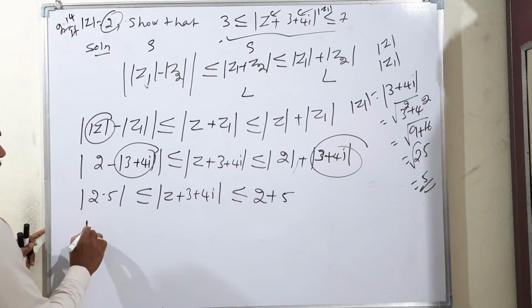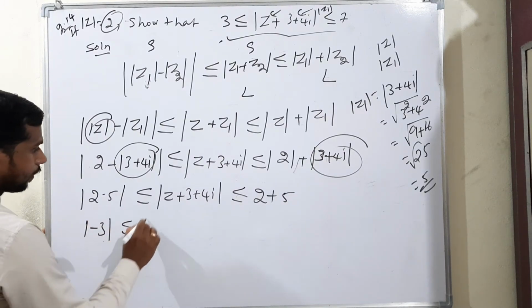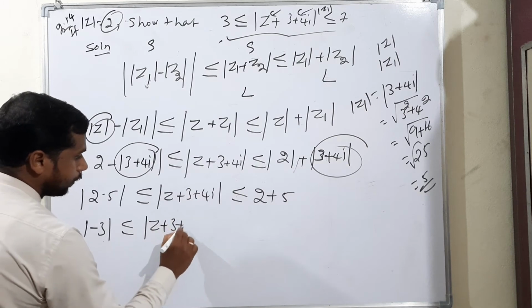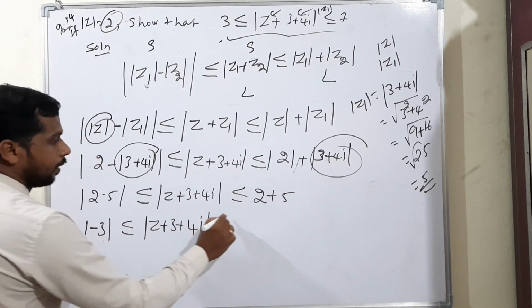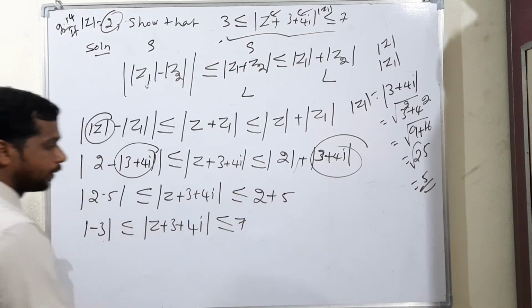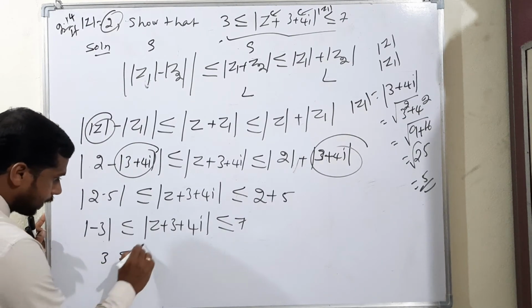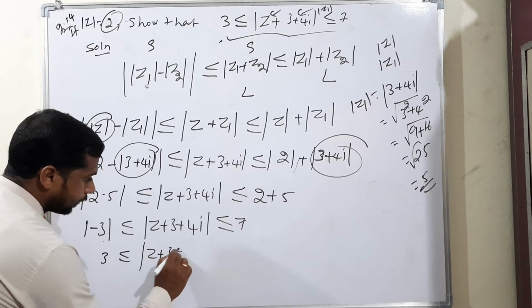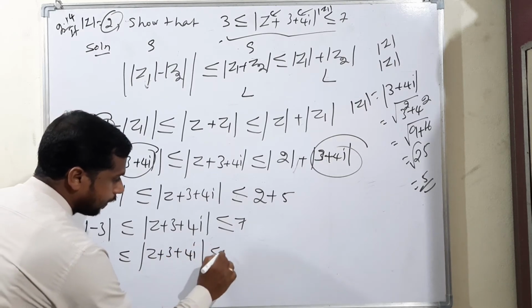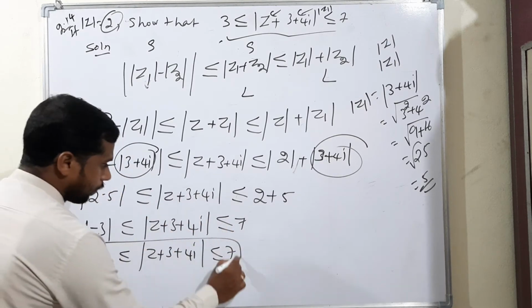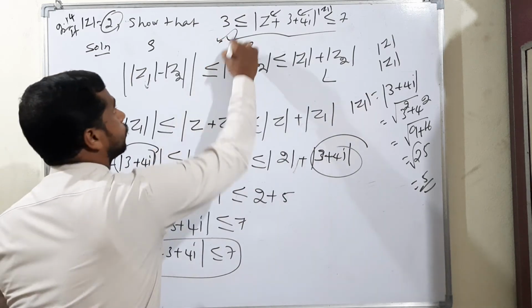Again, 2 minus 5 means minus 3 is less than or equal to the modulus of z plus 3 plus 4i, which is less than or equal to 2 plus 5, which is 7. If you remove the modulus, the value will always be positive. So 3 is less than or equal to the modulus of z plus 3 plus 4i, less than or equal to 7. This is the condition we had to show.